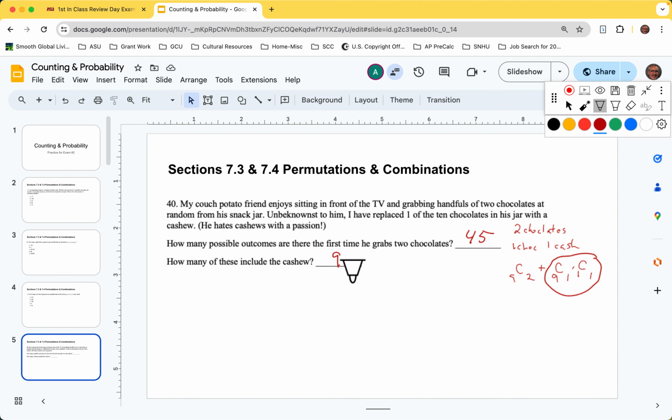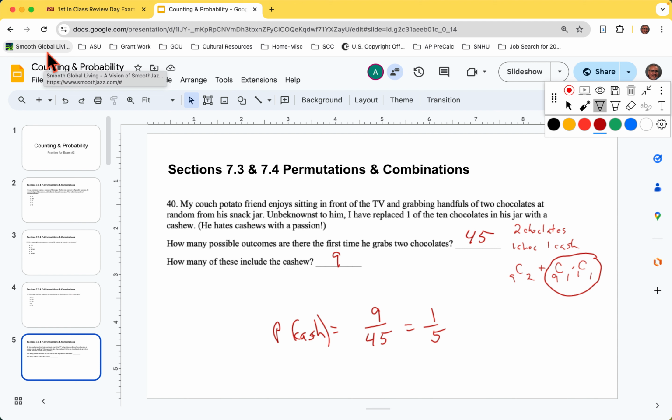And again, this doesn't ask for a probability, but if this was a probability, what would that be? What would be the probability that he gets the cashew? Probability of a cashew. I'm just setting us up for the next set. It would be 9 out of 45. 45 is the total, which reduces down to 1/5. So 20% chance on the first time he gets it, 80% chance otherwise, right? So this gets us into the probability, which we're almost ready to dive into.